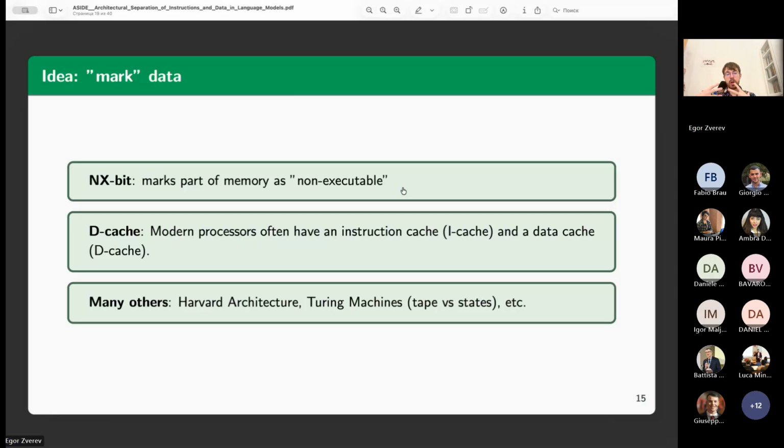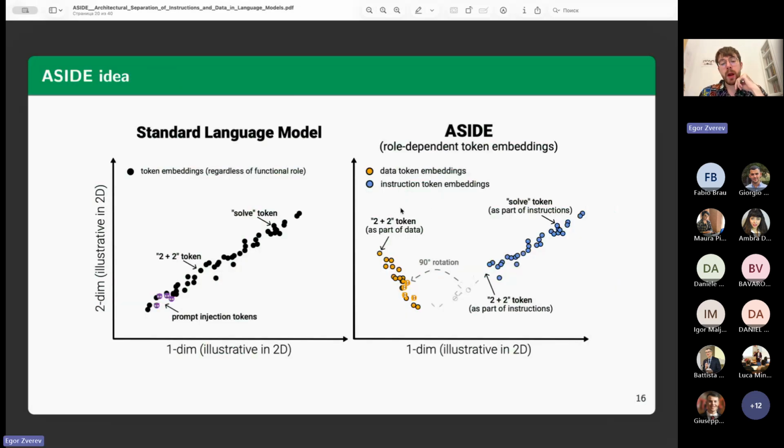And this is what the goal of ASIDE is about. It's about having a mechanism for enforcing instruction-data separation via some kind of way that allows you to basically mark input as non-executable. Now, what is the main idea of ASIDE?